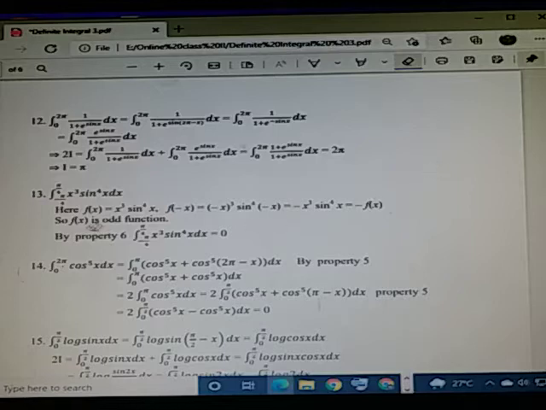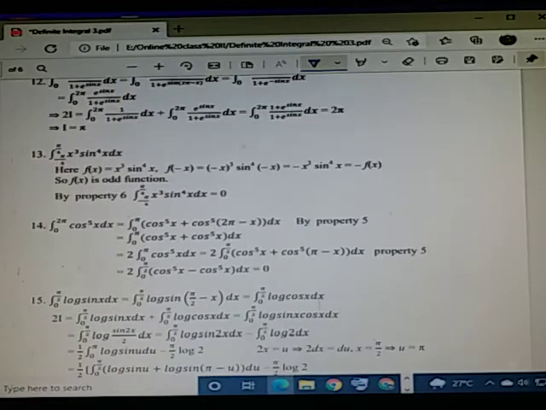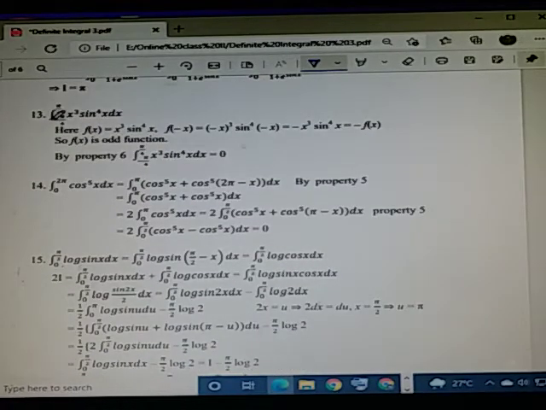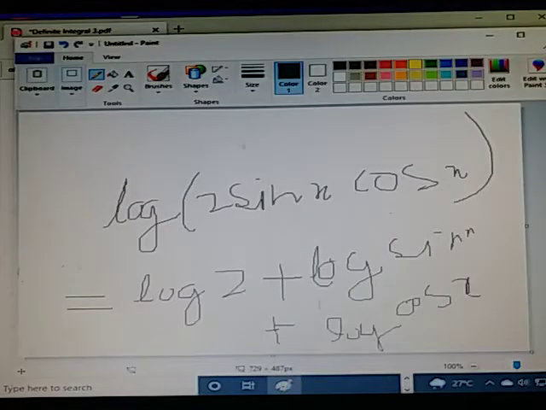Next one is number 13. What is here? It is the integral from minus a to a. This is property 5, I think. So what is the property? Just do it.